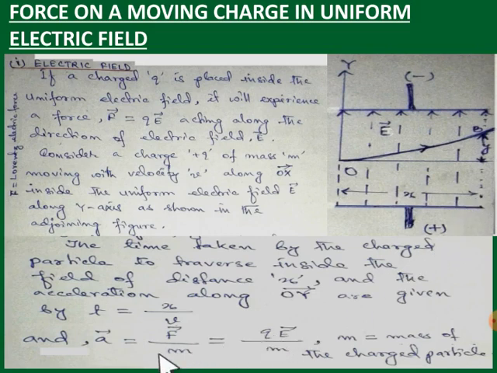And acceleration a, from Newton's second law, is equal to force by mass, right? So force is nothing but your Lorentz electric force, QE, divided by m, and m is the mass of the charged particle. So your acceleration will be in the direction of electric field E. Got it? a and E. So your acceleration will be in the direction of electric field E, right?